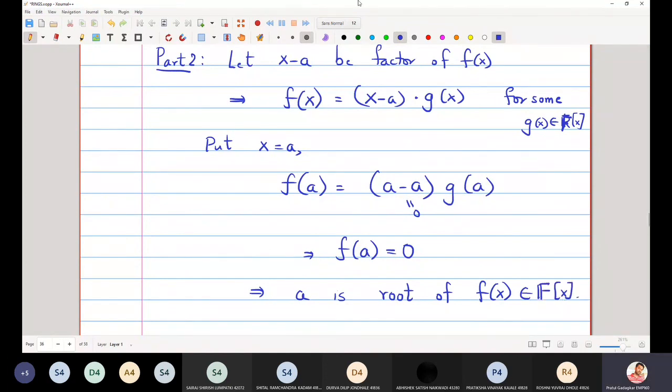See, the converse part is very easy. If you assume that x minus a is a factor, I will write it x minus a directly, and therefore when I put x equal to a, I will get f of a is equal to 0, and therefore a becomes the root of the polynomial. So this now completes the proof of the factor theorem.